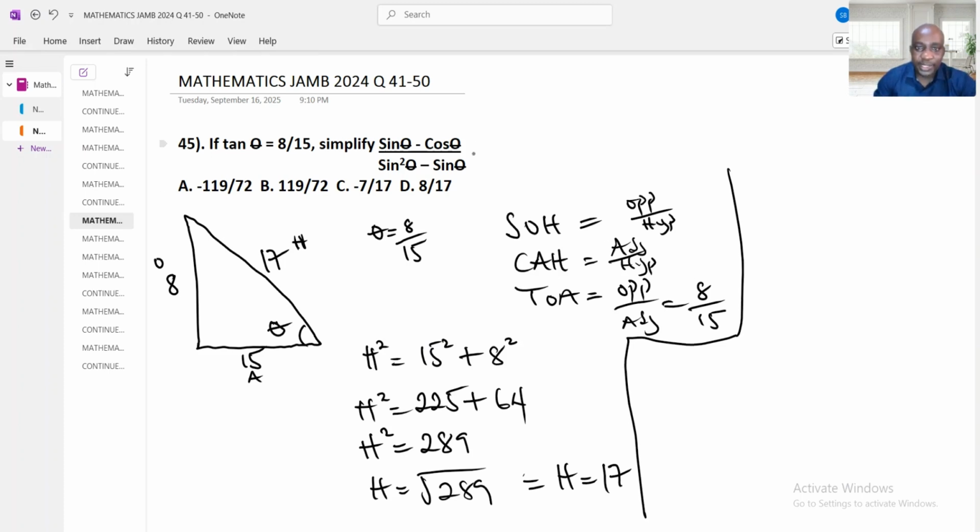We have a question like this that says sine. What will now be our sine theta, which is SOH? Our sine theta will be opposite over hypotenuse. What is our opposite? 8. What is hypotenuse? 17. Now the next one, cosine. What will be our cosine theta? Cosine theta is CAH, which is adjacent over hypotenuse. What is adjacent? 15. What is hypotenuse? 17. I think we are good to go now.